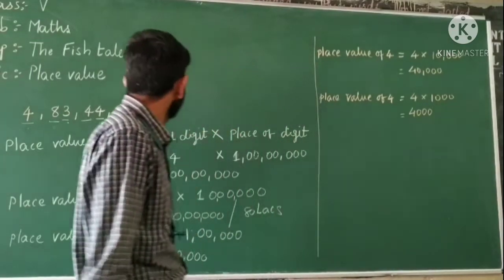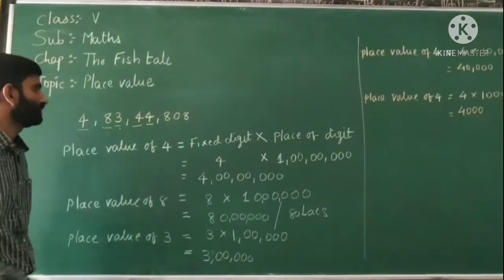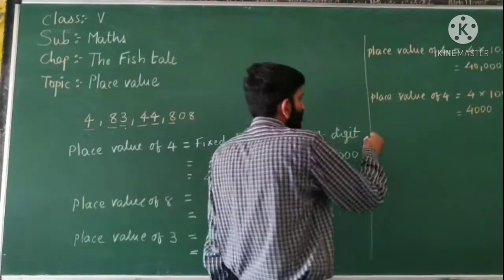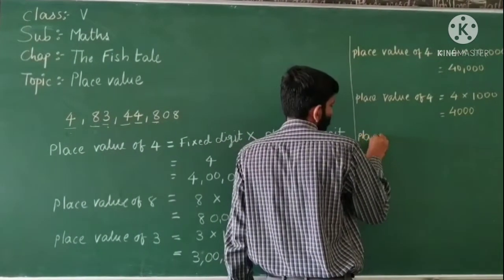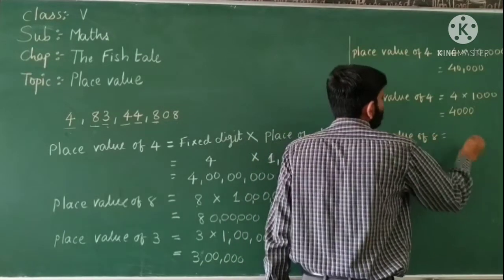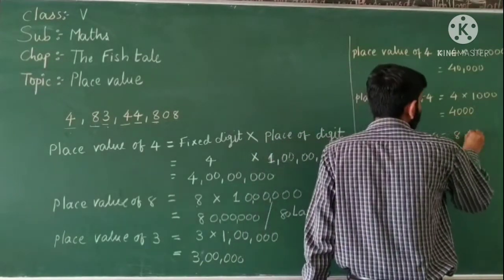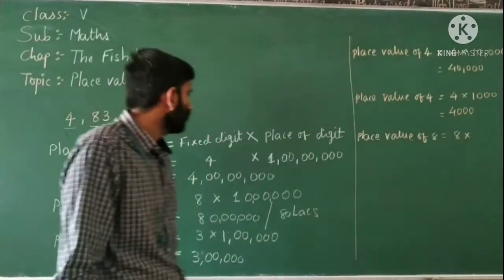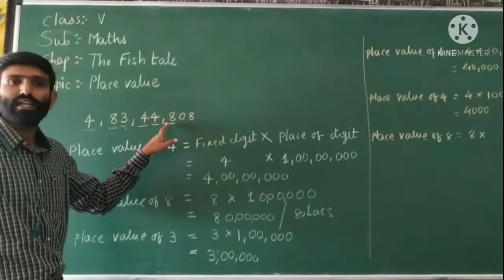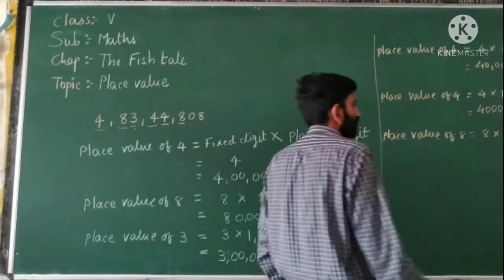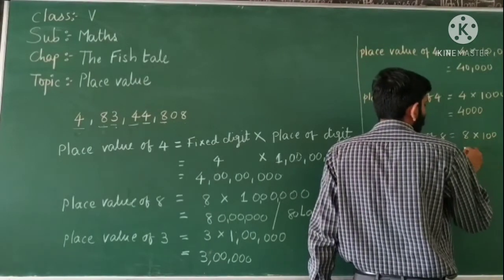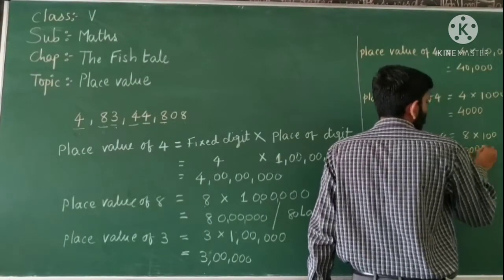Okay, now we will move on to the next number, that is 8. Now place value of 8. 8 is equal to, the fixed value of 8 is 8, and we will multiply it with the place of 8. Ones, tens and 100. It is 100. So 8 into 100 is equal to 800.